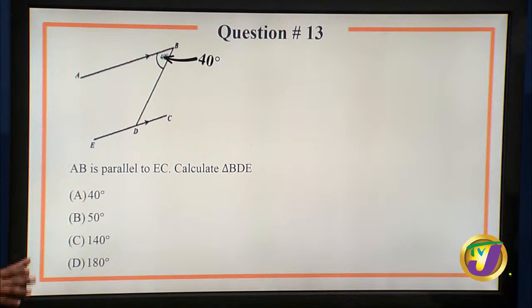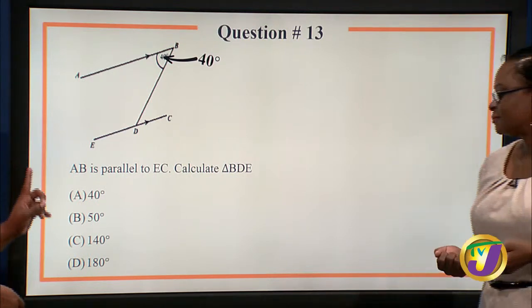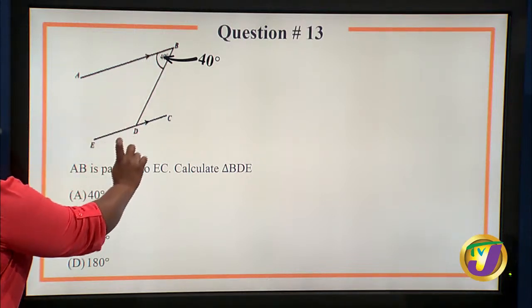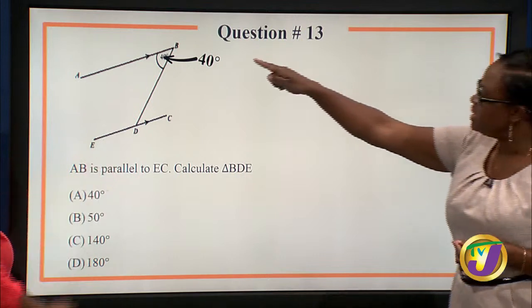It goes back to our angle property, right? So you examine the properties. Are these co-interior angles? Are they vertically opposite angles? Based on the angle that we are required to find, angle BDE. So it's BDE.